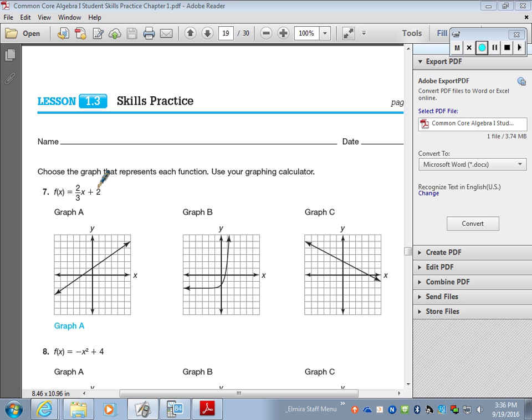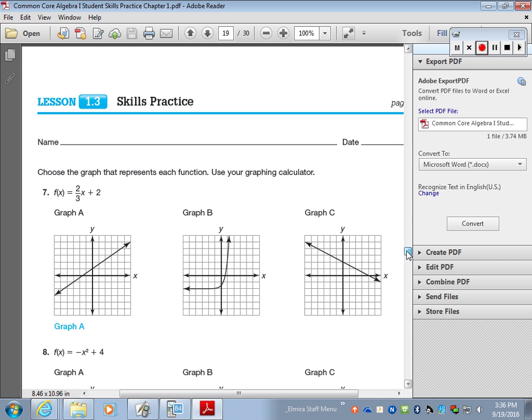So if you are really good with your vocabulary and you know this is a linear equation and this is an exponential equation, that one's out. And then if you remember from last year that 2/3 is a positive slope and I should have an uphill line, then you can eliminate graph C. And I didn't have to type it into a calculator. But it's lots easier with a calculator.